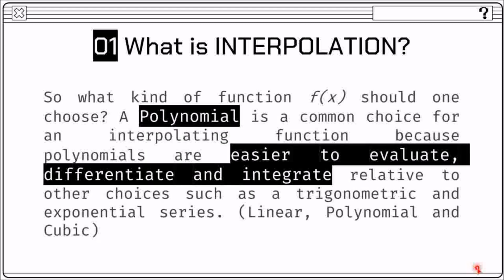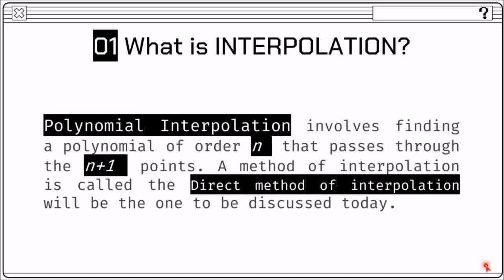So what kind of function should one choose? A polynomial function is a common choice for an interpolating function because it's easier to evaluate, differentiate, and integrate relative to the other choices such as trigonometric and exponential series. I wrote here linear, quadratic, and cubic because those will be the ones that we will study for today.